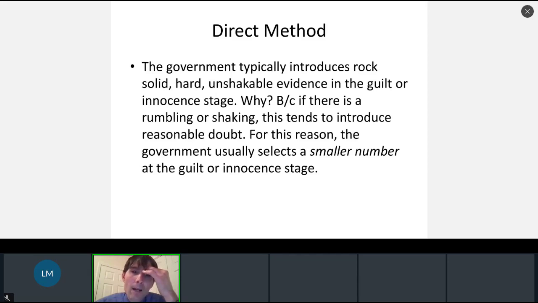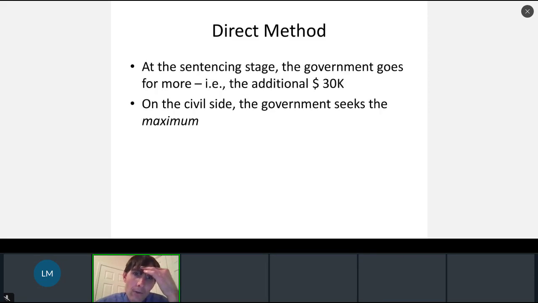It's certainly a tactic that the defense will hone in on and argue zealously, as they should for their clients. False in one, false in all. That's how I look at it. If one part of it's tainted, then how can you believe that the other part isn't? If the other part is even more than the part that the government went to great lengths to try to prove and couldn't. For this reason, the government usually selects a smaller number at the guilt or innocence stage.